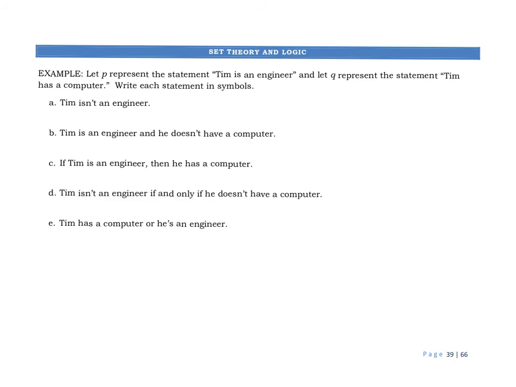All right, now let's take some statements and change them into symbols. So we're going to let P represent Tim is an engineer and Q represent the statement Tim has a computer. So first we have Tim isn't an engineer, so that's a negation of P. And then we have Tim is an engineer and he doesn't have a computer. So we have a conjunction of P and the negation of Q.